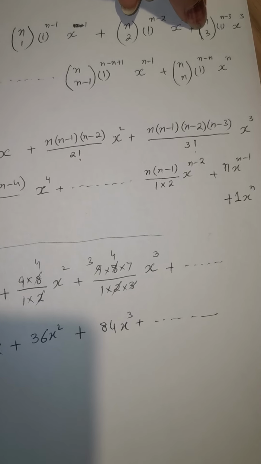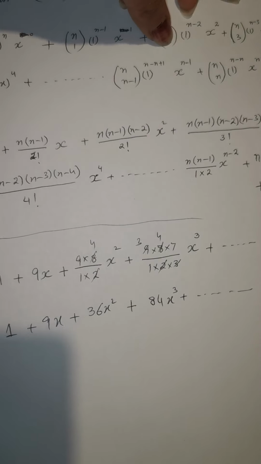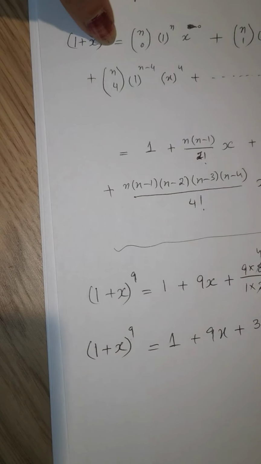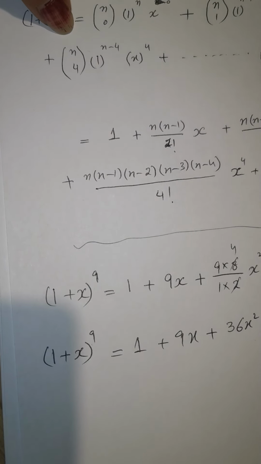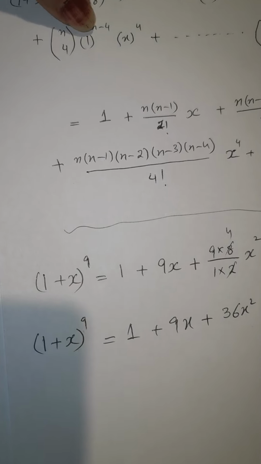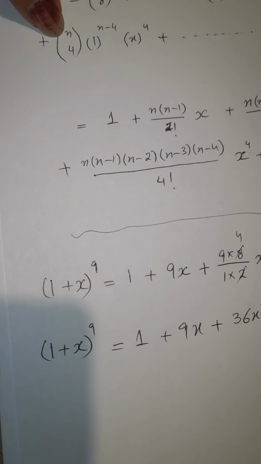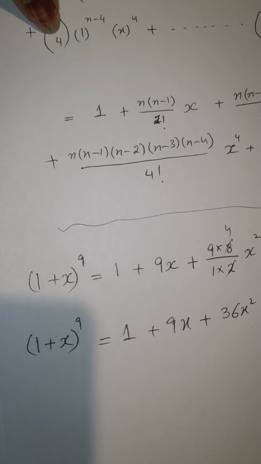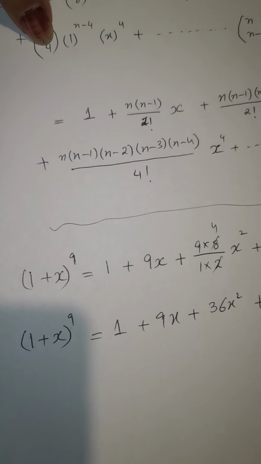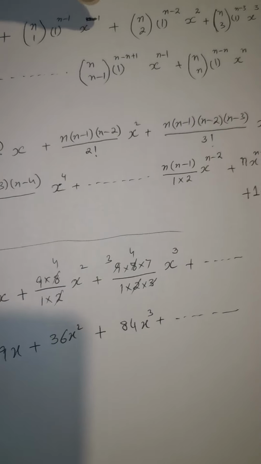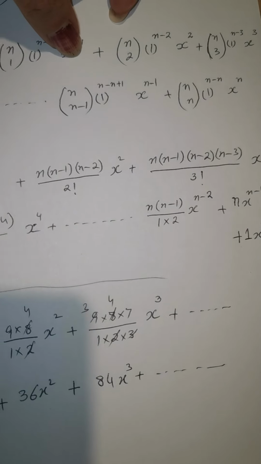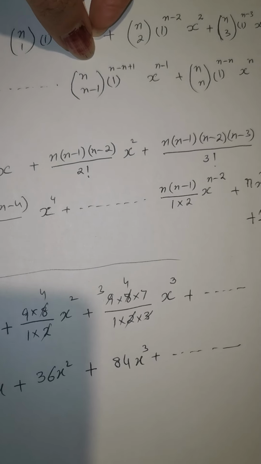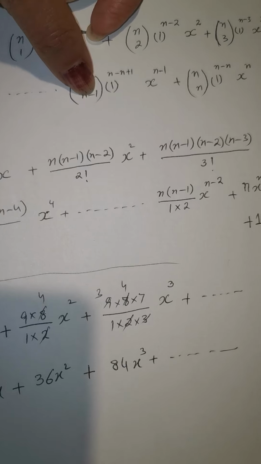Keep this rule in mind, and we can easily write all the other terms. C4 will become 1 power n minus 4, the difference of these two, and the x second term will be power of this one. Now I am going to write the last two terms. The second last term will become nCn minus 1.